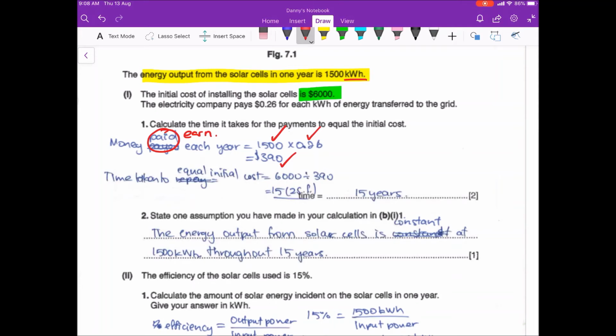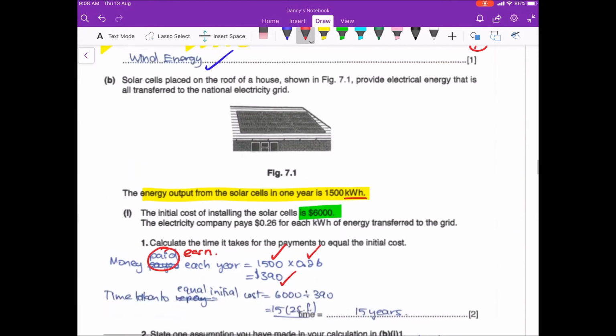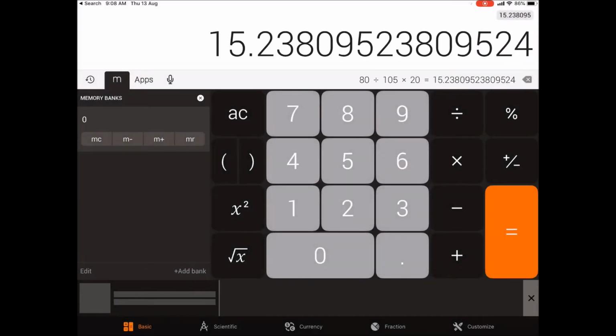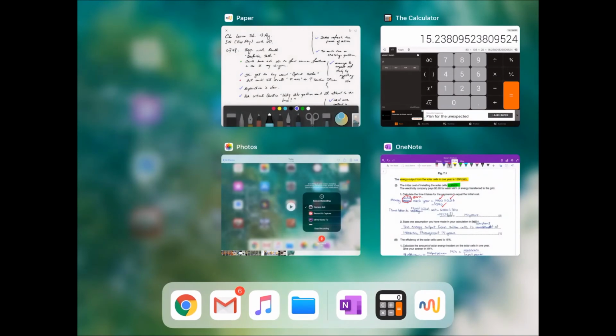So if you want to cover a cost of 6,000, you divide it, and I think you should round it up, right? How do you get 15? Let me do a quick check with the calculator. I remember it is not 15, so 6,000 divided by 390.